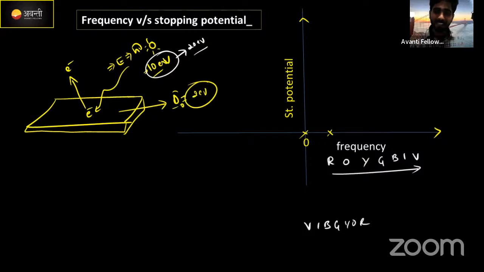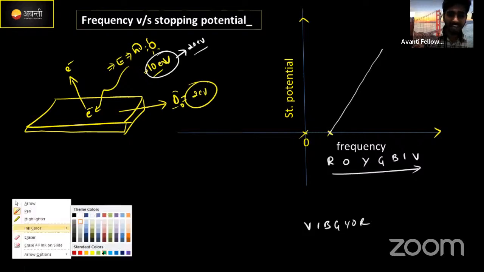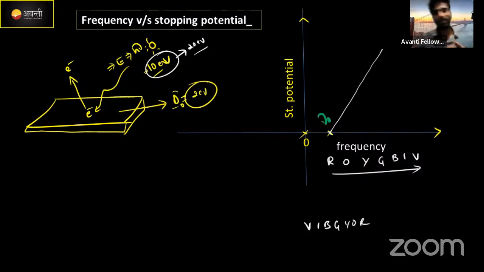The graph will become like this. If you increase the frequency of light, the stopping potential also increases. At this particular point, we are mentioning the threshold frequency. It will start from this point only. We call this point the threshold frequency.